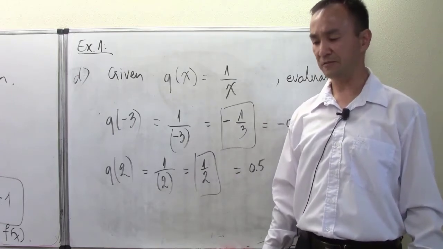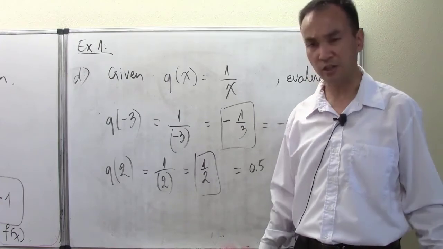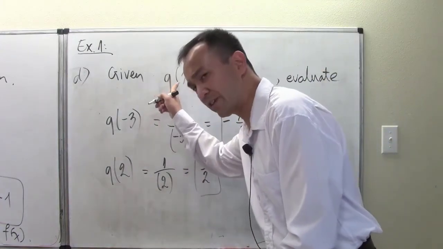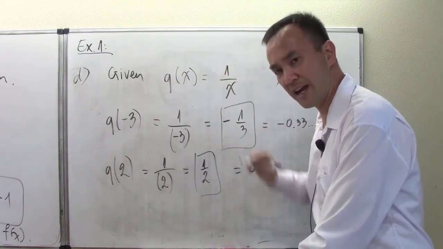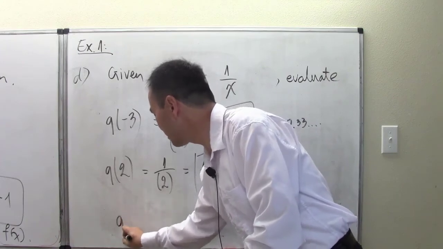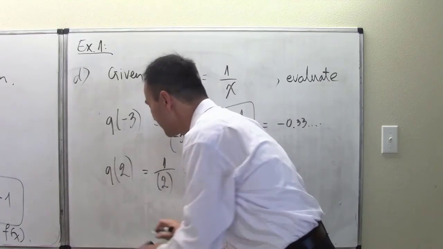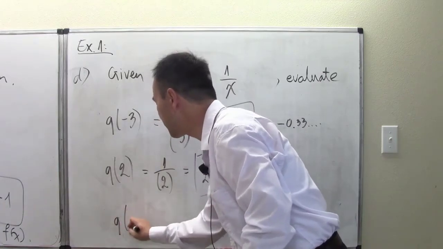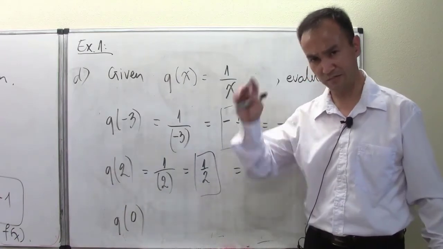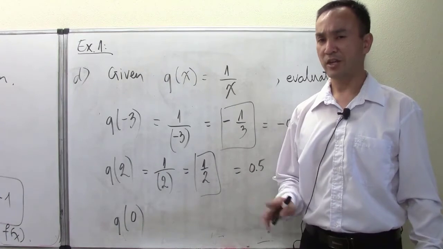Okay, we have seen f of x, we have seen g of x, we have seen h of x, we have seen q of x, all over. And now same rule right here, same function. 1 over x, 1 over the input. The question in this example is asking us to do q of, how about q of 0? Just write it down. You don't need to worry about anything too far ahead. Just write it down, q of 0.